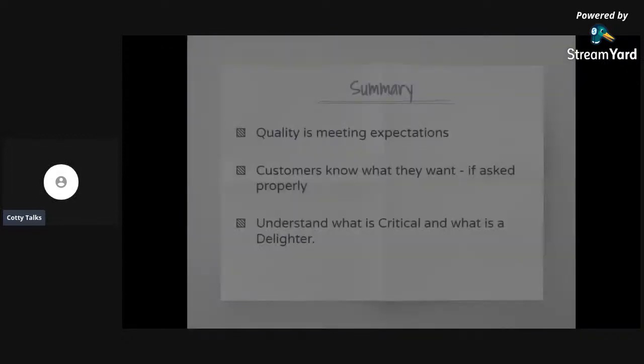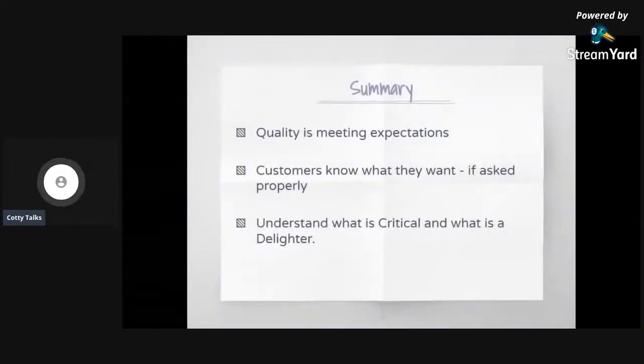So in summary, quality is meeting expectations, meeting my customers' expectations. That's really it. Customers know what they want, but they must be asked properly. And in developing products, services, and everything, you must understand what is critical and what is the delighter. That's actually what makes a good product. That's what makes customers enjoy the products and services that we have.